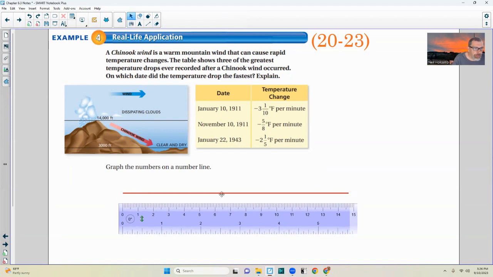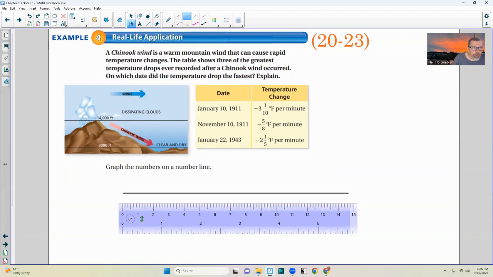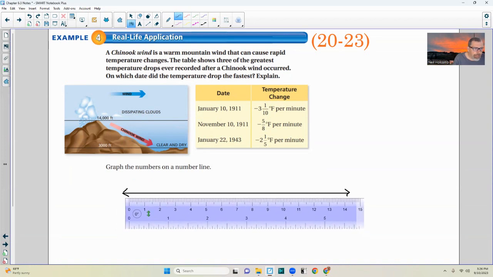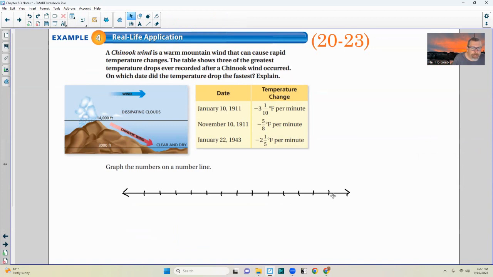Actually, let me change that color to black. And then draw arrows at each end. So there's our line. And then we are going to put marks every centimeter apart. Okay, there we go. And we're done with this. So let me delete it. All right, so there's our number line.